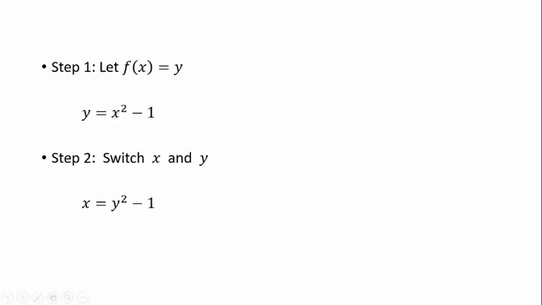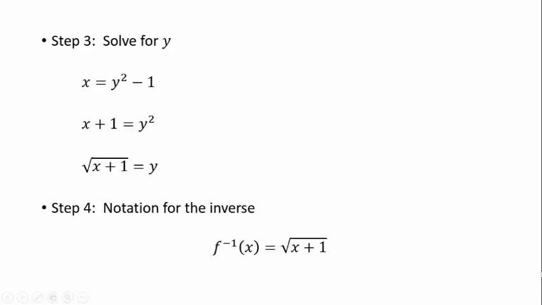Okay, so here we go with our example. The first step, throw y in there. So we have y is equal to x squared minus 1. Second step, switch x and y. Make sure that square stays on the y and doesn't carry over to the x. The third step, solve for y. This is usually the tricky part. So for this example, it's pretty straightforward.